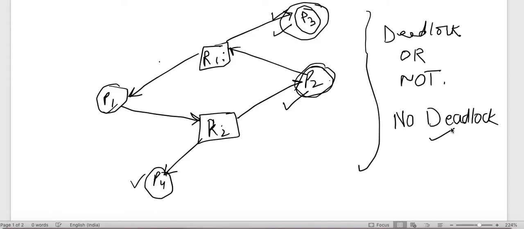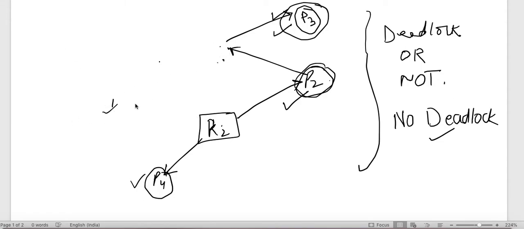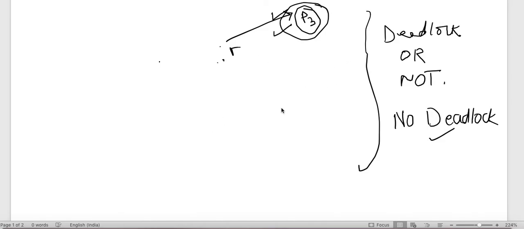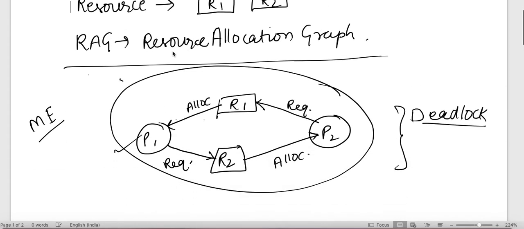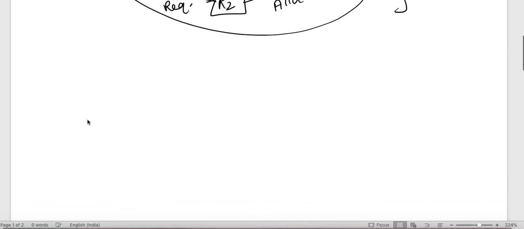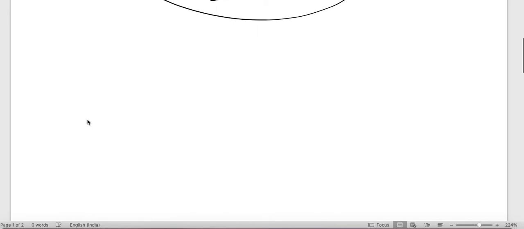I hope you understood how we did it. Now let's do one question. It will become more clear how the questions arise from the deadlock portion. Most of the time, numericals come from this part. Let's write down the question.